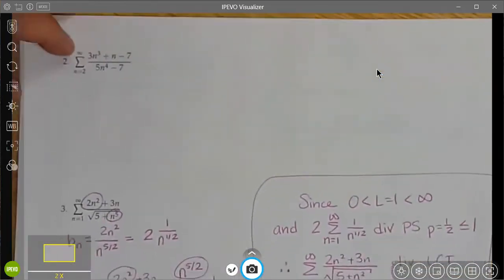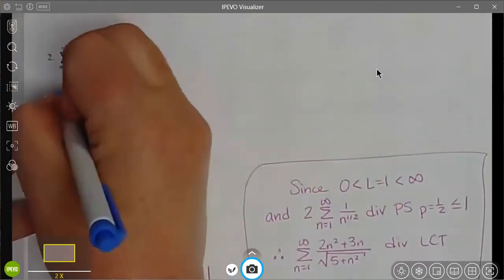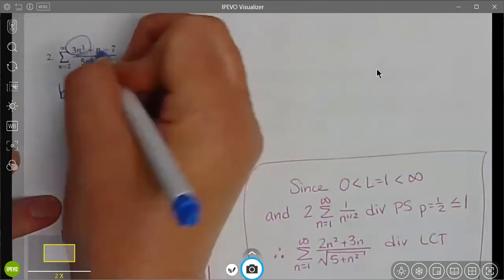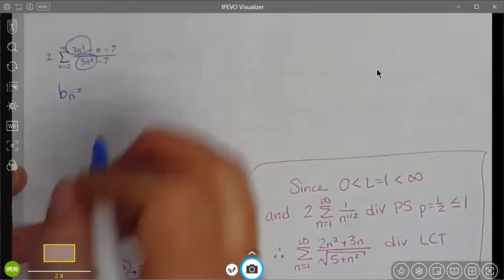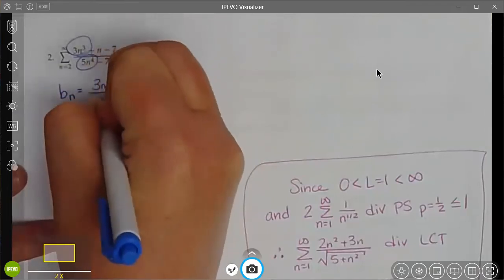Let's look at the first choice. I think there are 2 obvious choices. There are other choices you can make, but there are 2 choices that I think are pretty obvious. So the first one I'm thinking of is that b sub n is going to be, my biggest term is that 3n cubed over my 5n to the fourth. So the 3n cubed over 5n to the fourth.